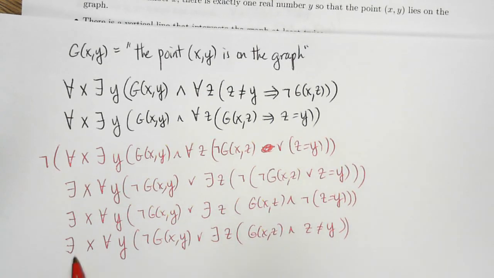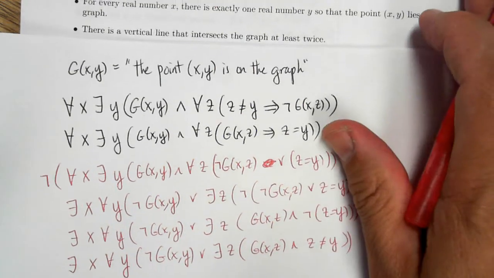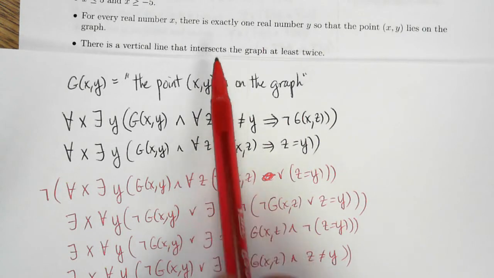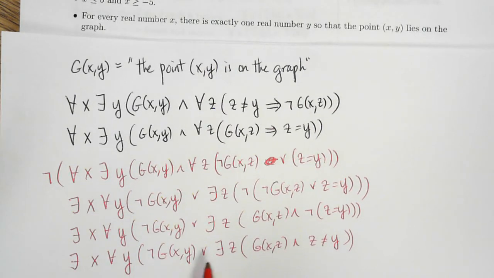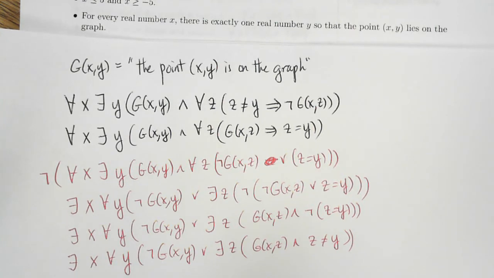Okay, now why does this make sense? There exists an x such that for every value of y, either the point (x, y) is not on the graph, so this would be the case that (x, y) is not on the graph at all, or it could be that (x, y) is on the graph, but there's some other second point z, not equal to y, where (x, z) is on the graph. So either way, that would contradict the idea of there being exactly one real number. This would be the case of none, and this would be the case of two or more. So that would be the next one.